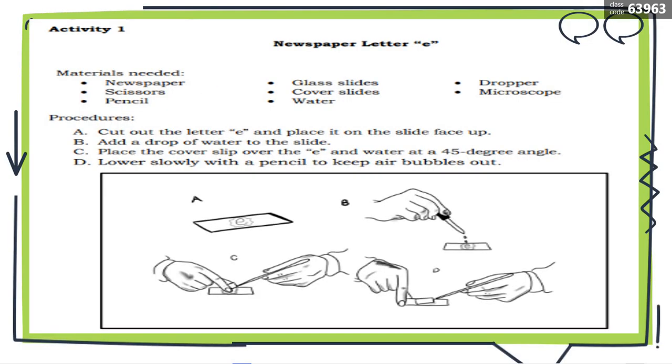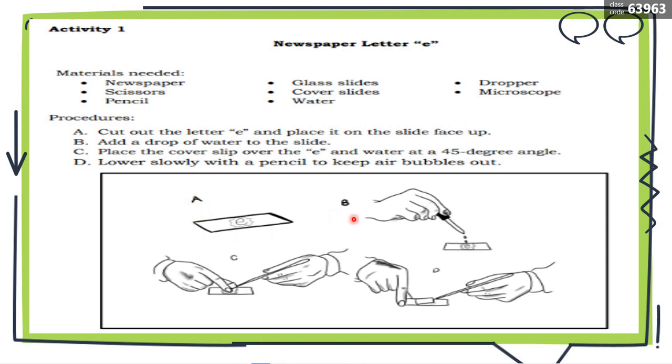Okay, for number one activity, we're going to have this title, newspaper letter E. So you are allowed to have materials needed: newspaper, scissors, pencil, glass slides, cover slips, water, dropper, and microscope. So here are the procedures. For letter A, cut out the letter E and place it on the slide face up. So this is it for letter A.